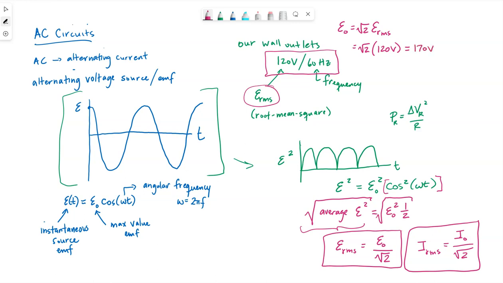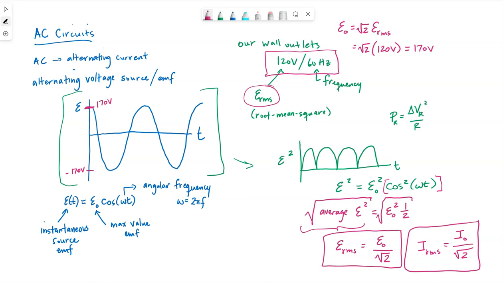So if we were to graph our source voltage as time goes on, we would see the amplitude. If I come back over to my original graph, for our wall outlet, the amplitude would be 170 volts. That would be what's supplying whatever device we may plug into the wall.